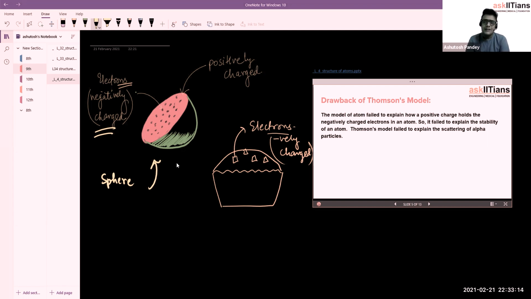Okay, so we can say the model of atom failed to explain how a positive charge. He failed to explain drawbacks. We can write drawbacks means that Thomson failed to explain how this positive charge holds the negative charge, the electron, in an atom. Like there is positive charge everywhere, okay, and how are these electrons being balanced?